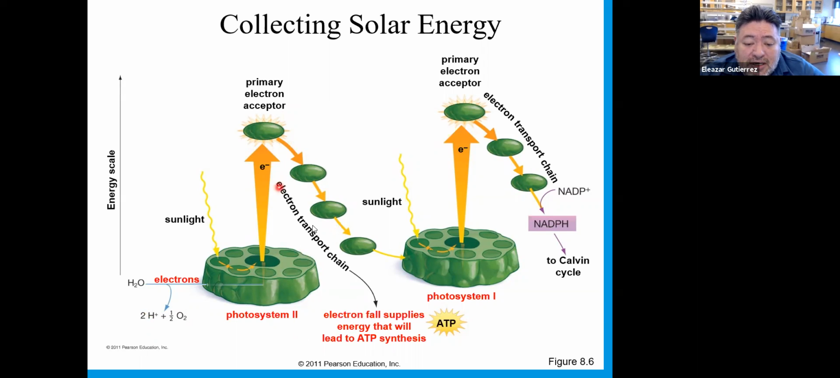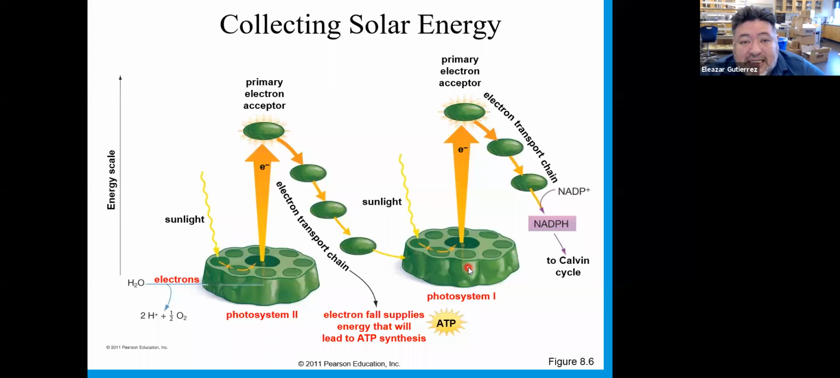So as the electron falls, it supplies energy that will lead to ATP synthesis. This is important. So as the energy of the electron falls, it will build energy. What kind of energy? A proton gradient in the thylakoid compartment. And that proton gradient is going to drive ATP synthase to make this yummy ATP. You doing okay? Now, this electron is down here.